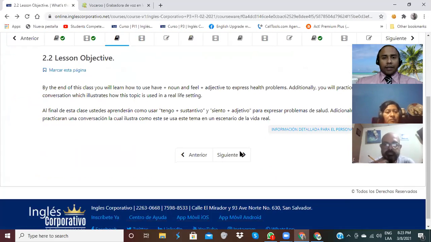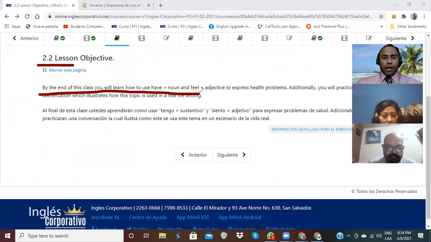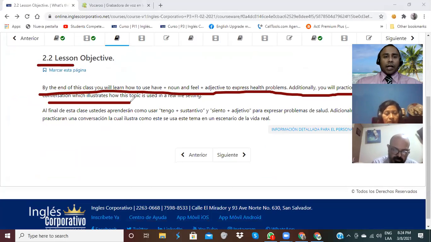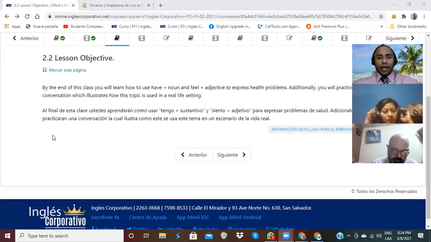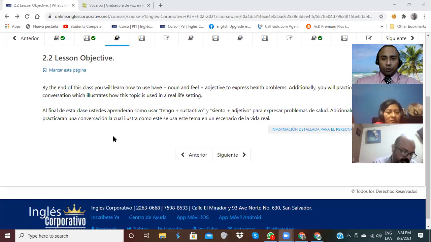That's okay. The next activity is coming from section number 2.2. By the end of this class, you will learn how to use have plus noun and feel plus adjective to express health problems. Additionally, you will practice a conversation which illustrates how this topic is used in a real life setting. Now, al final de esta clase, ustedes aprenderán cómo usar tengo más el sustantivo más siento más adjetivo para expresar problemas de salud.